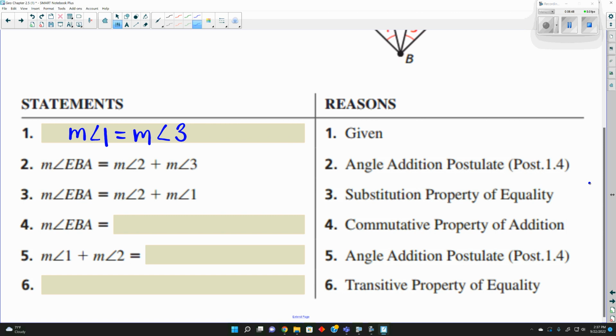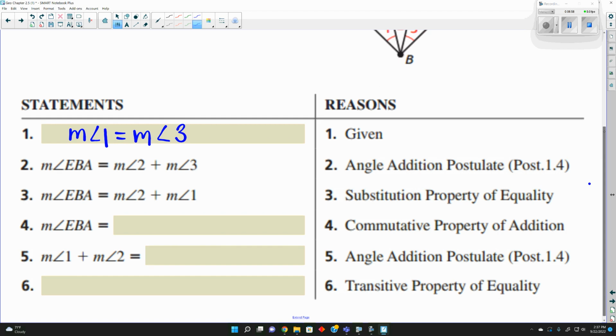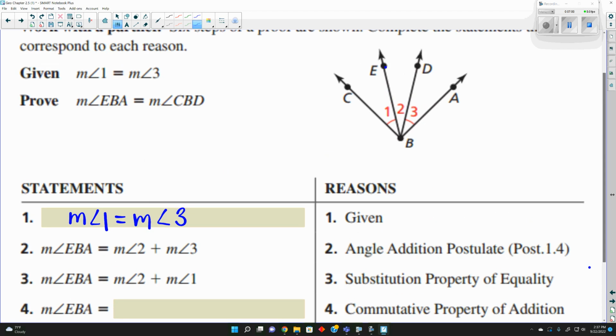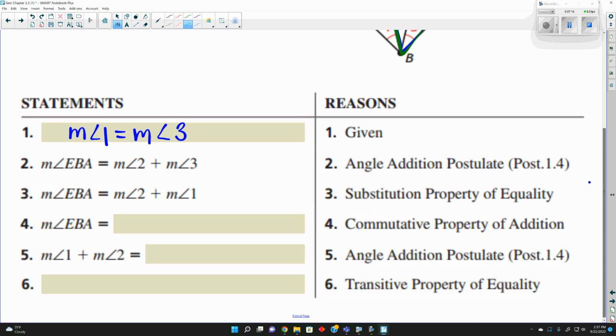Okay. Any questions on this so far? Now, they gave us some of the rest of this. So they gave us that the measure of angle EBA is equal to 2 plus 3. Okay. We can see that. They also told us that EBA, same angle, is equal to 2 plus 1.